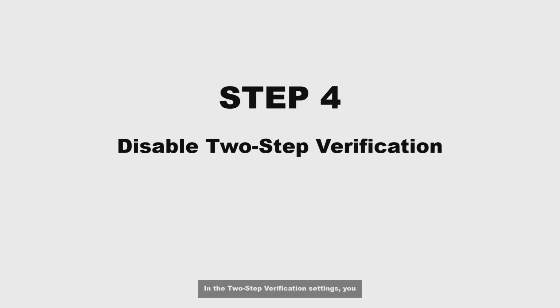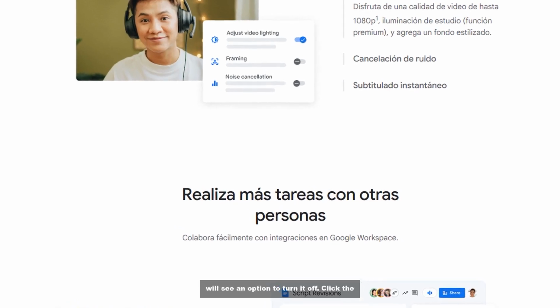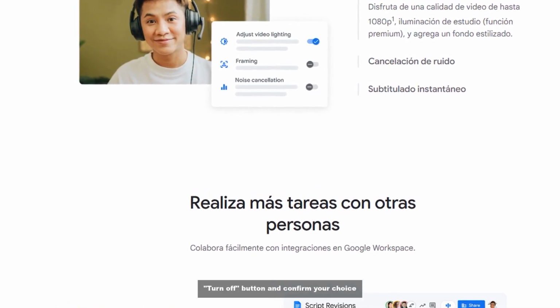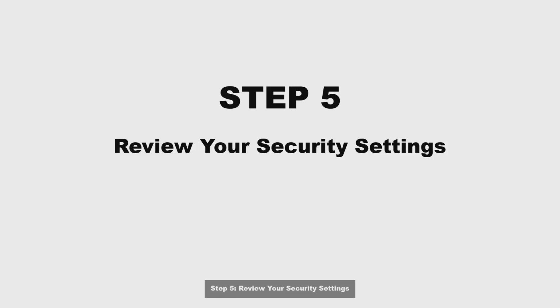Step 4. Disable two-step verification. In the two-step verification settings, you will see an option to turn it off. Click the Turn Off button and confirm your choice when prompted.